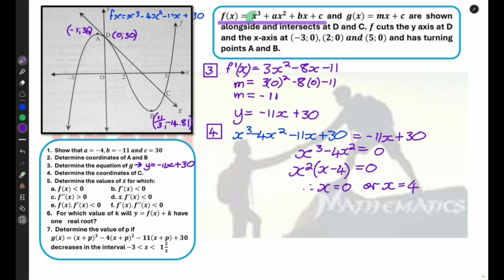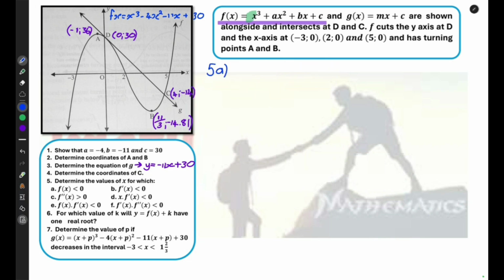Now, they're asking me for the coordinates. I can see when x is 0, y is 30. We established that, but I don't know what it is when x is 4. So I must then just sub that in to any of my formulas. I'm just going to take G(x) because that's so much easier. So if I sub in a 4 in the place of x, then it's going to be minus 44 plus 30. So y is then equal to minus 14. And therefore, the coordinates of C will be 4 and minus 14. And I can just write N/A there.